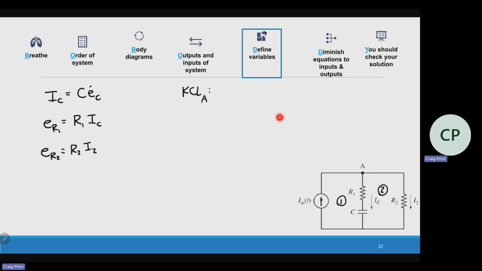Now, some people have asked me before, does it matter where we take it from? Because technically, there's also a point at the bottom of this. Well, it doesn't matter, because either I take it here or down here, it's the same relationship. I've got 2 coming out of 1 or 2 coming back into 1. So at KCL A, I have I_N coming in. That's my input. And leaving it, I have I sub C and I2.